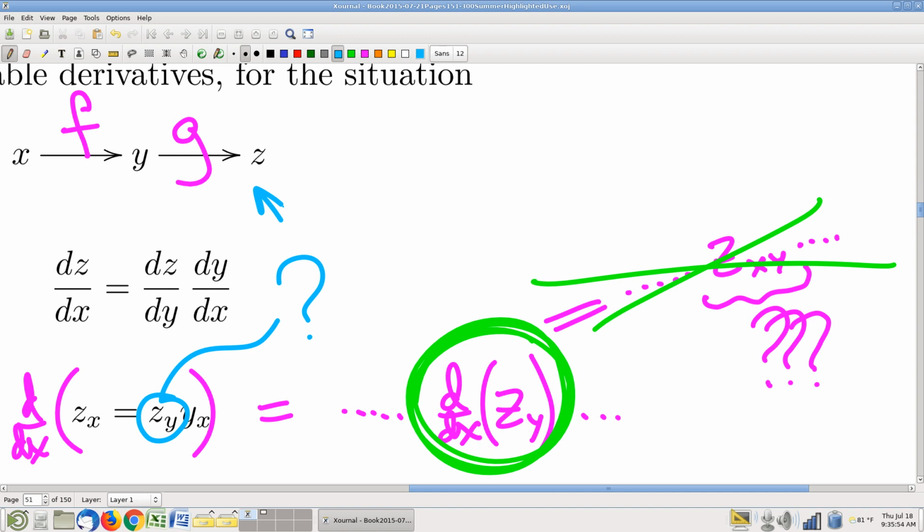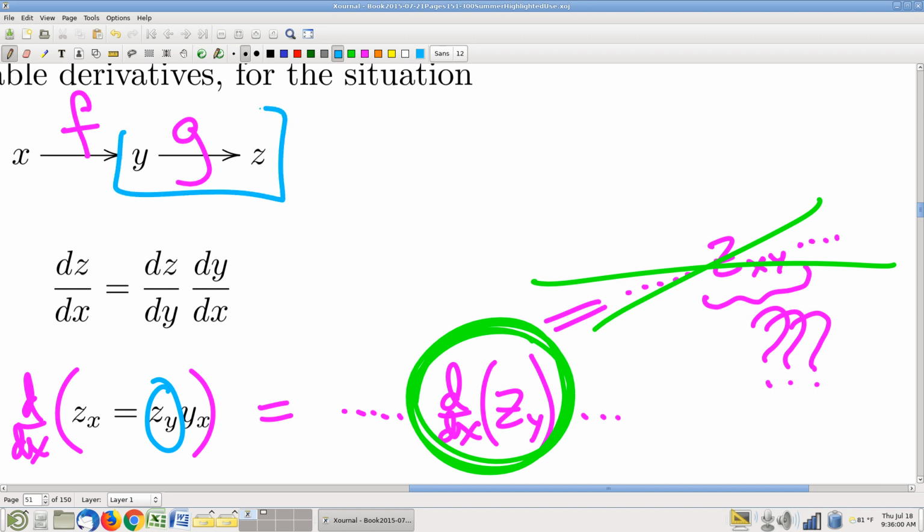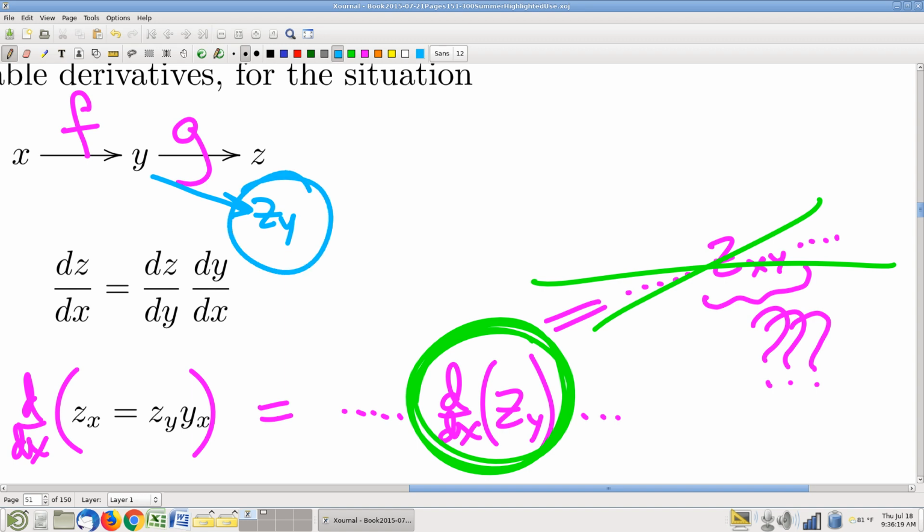And I point out that, yeah, it really is, because zy, if you think about it, z was a function of y. See? Z is a function of y. If you take the derivative of a function of y with respect to y, you get another function of y. So zy is right there. We append our diagram. This is a function of that. That's where it is. Okay?